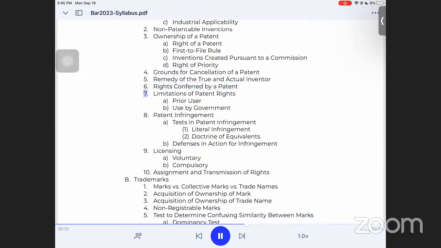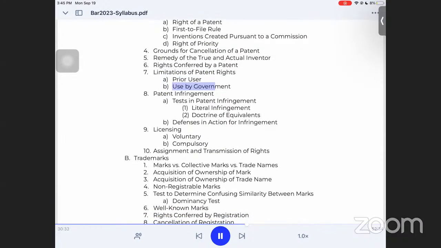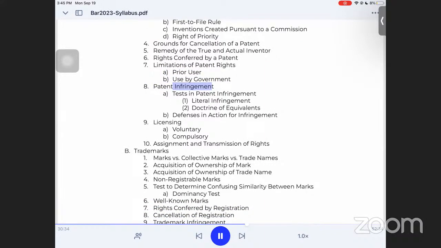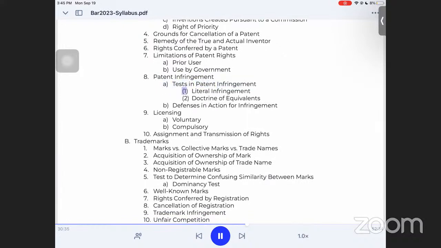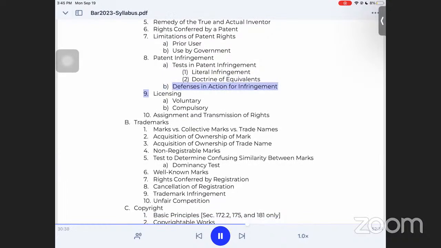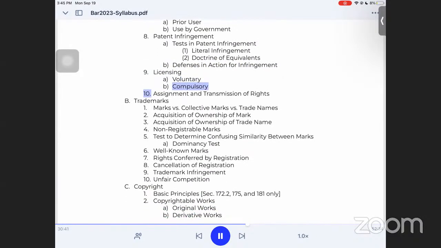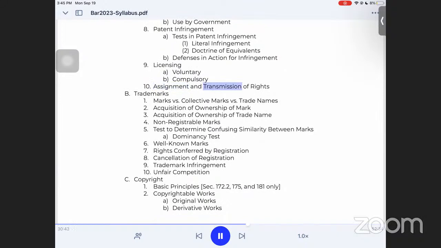6. Rights conferred by a patent. 7. Limitations of patent rights. A. Prior user. B. Use by government. 8. Patent infringement. A. Tests in patent infringement. 1. Literal infringement. 2. Doctrine of equivalents. B. Defenses in action for infringement. 9. Licensing. A. Voluntary. B. Compulsory. 10. Assignment and transmission of rights.